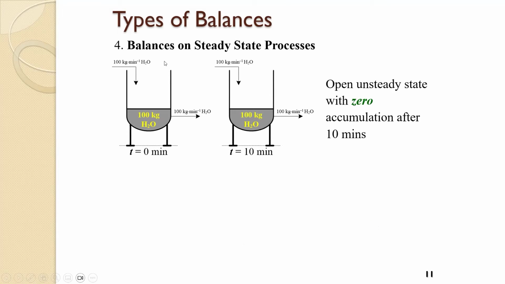Lastly, open unsteady state with zero accumulation after 10 minutes. So what happens is this one is 100 kilograms a minute. The output is also 100 kilograms per minute of water. If initially you have 100 kilograms of water inside, even after so much time, it will still be 100 kilograms of water because the input and the output are of the same rate.